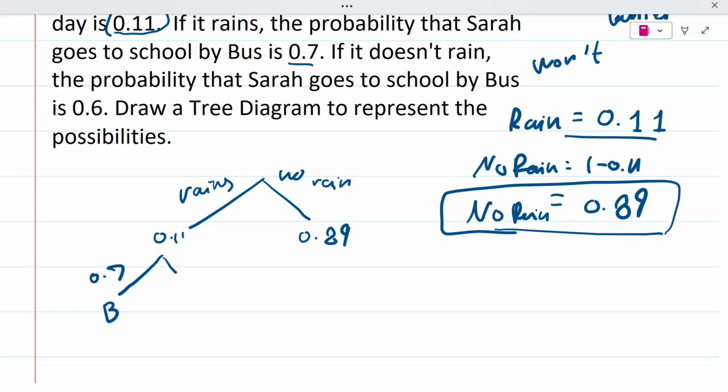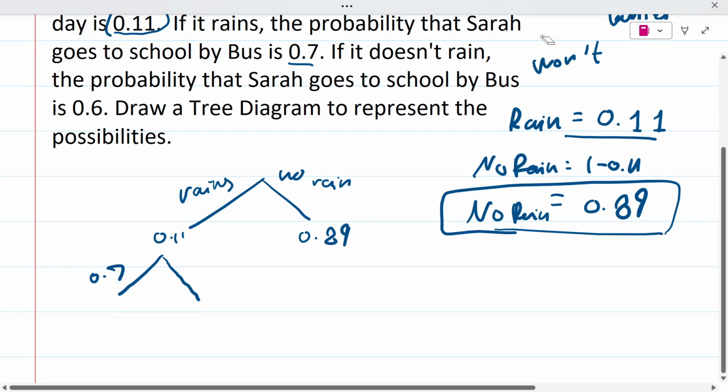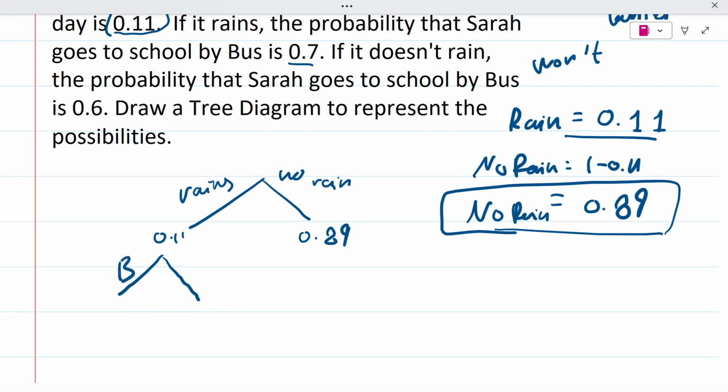Well, then I must also write that she wouldn't go to school by bus, and the probability of her not going to school by bus would be 0.3. You see what I just did there? You know what? I kind of messed this up. I should write bus here and no bus over here.